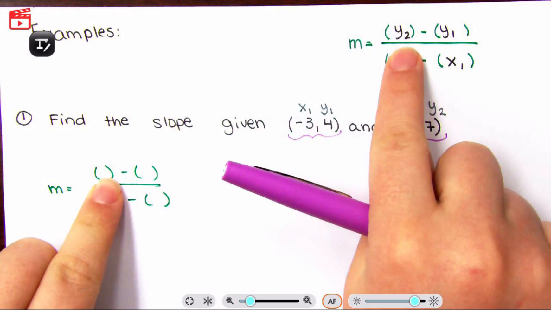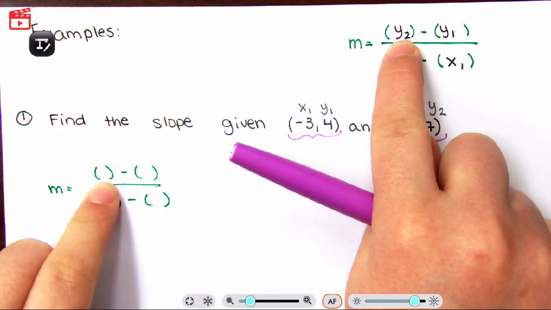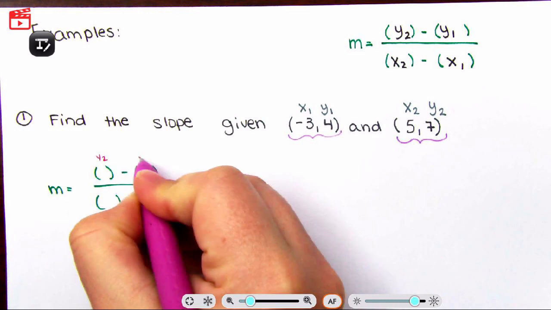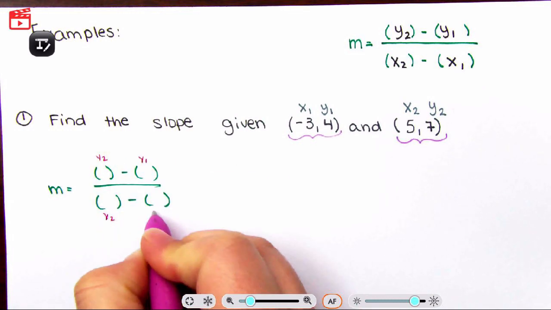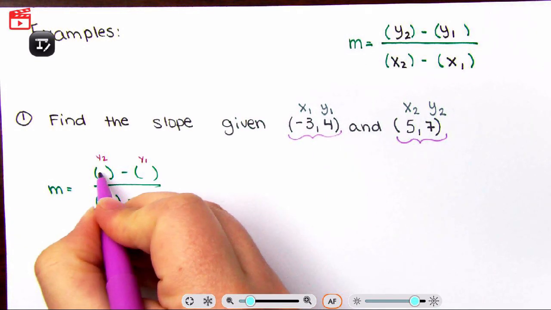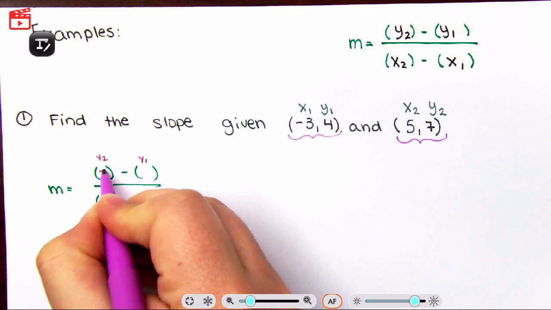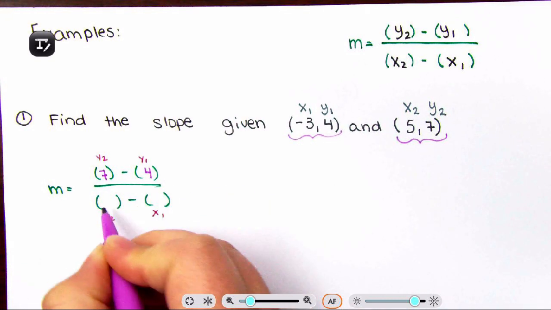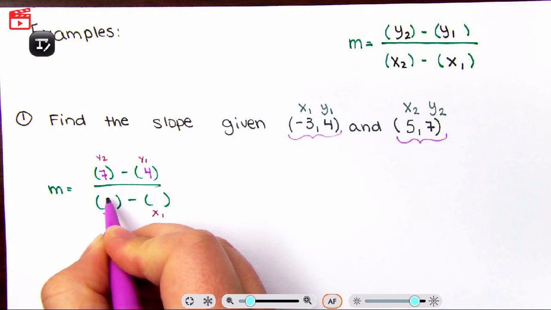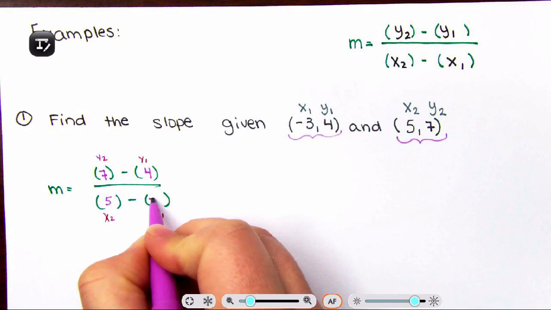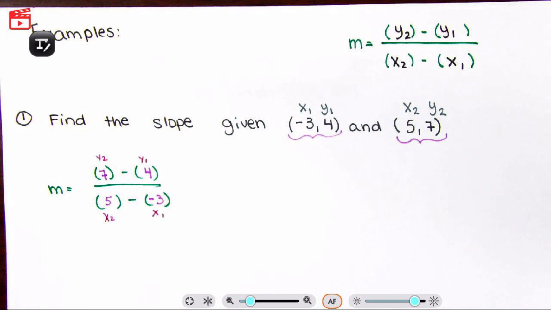So let's go ahead and compare this to our formula. So in the first bubble, I am putting my y2. So y2 minus y1, x2 minus x1. Inside this bubble, I'm putting my y2, which is 7. Here I'm putting my y1, which is 4. x2 goes in this bubble, which is 5. And x1 goes in this bubble, which is a -3.